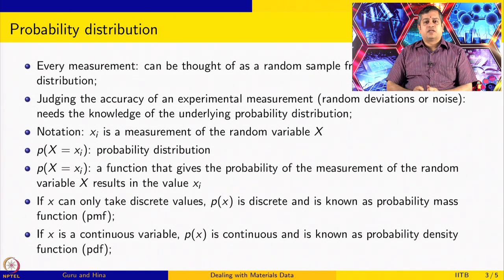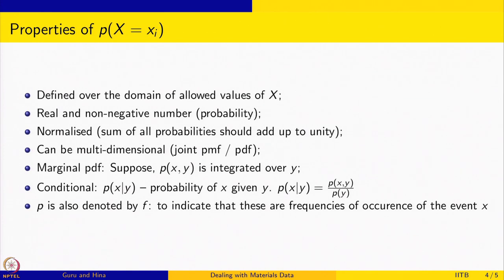Xi is a measurement of the random variable x. P of x equal to xi is basically the probability distribution. So, it is a function that gives the probability of the measurement of the random variable x resulting in the value of small x in the ith measurement. So, that is what this means. And if x can take only discrete values, then p of x is discrete and it is known as probability mass function or PMF. And if x is a continuous variable, p of x is continuous and is known as probability density function PDF. So, we are going to be dealing with both. We will start with discrete distributions and we will go to continuous distributions as we move along.